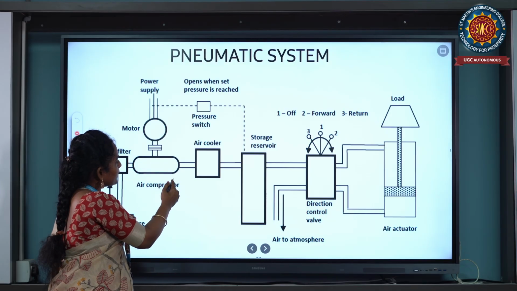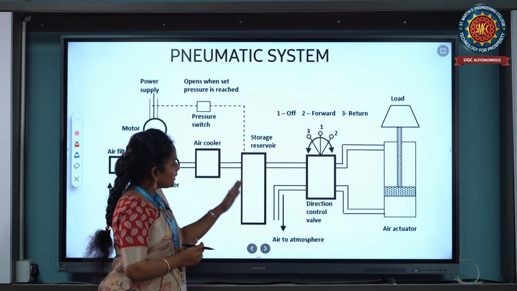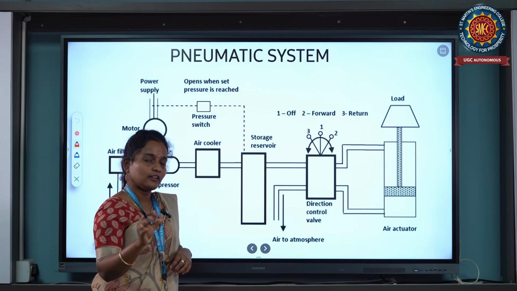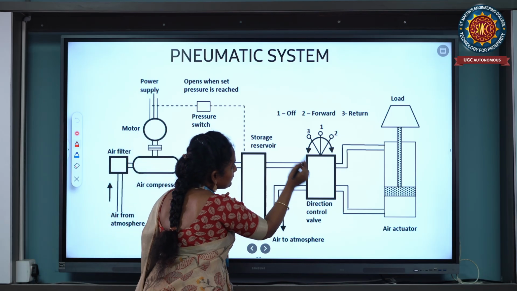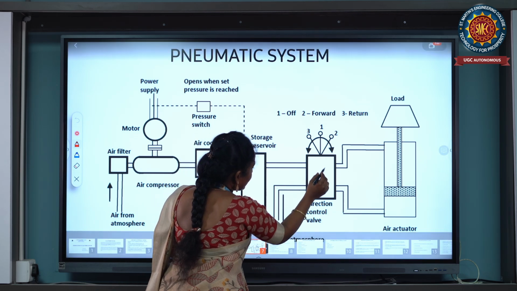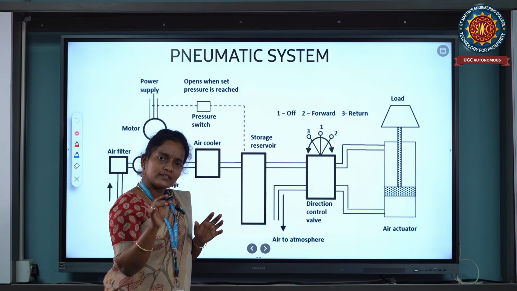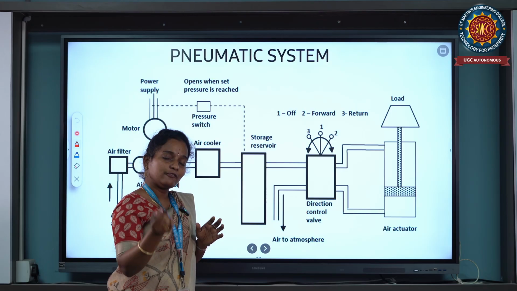Next, after the air compressor, we have to send the air to the air cooler. Through the air cooler, it is sent to the storage reservoir, meaning a tank of air. It collects the air, and that is directly sent to the DCV, the direction control valve. The direction control valve is the same as in the hydraulic system. There are three positions: on/off, a return button and a forward button.